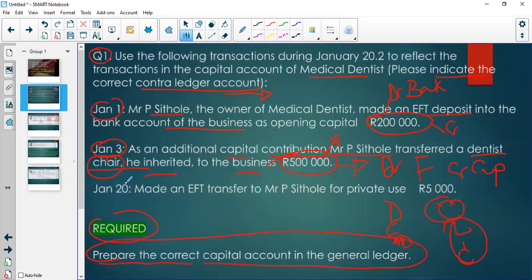Then we go back, and on January 20, this was an EFT transfer to Mr. Pistole for private use, 5,000 rand. So in our earlier sessions, we dwelt a bit on drawings, right? I think there's a session where we recorded as many transactions that involve drawings and the concepts around drawings as we can think of. So the drawings there are 5,000. So we don't care where they were from, because when we construct the capital account, we just have to mention that this is drawings, right? So we're going to come and record.